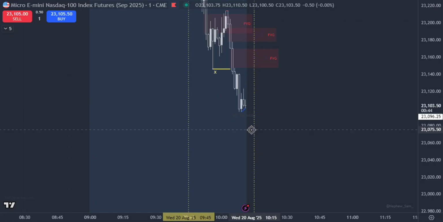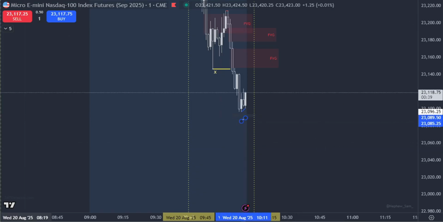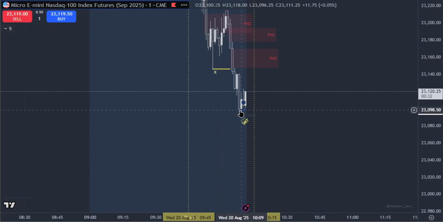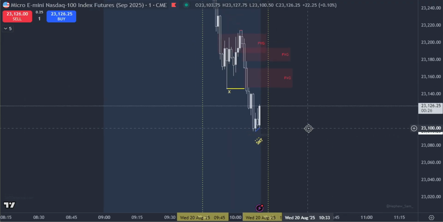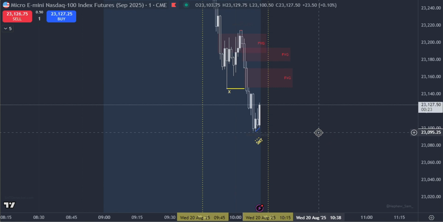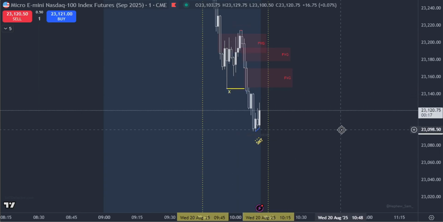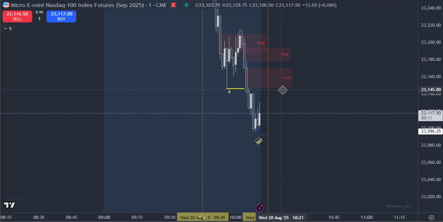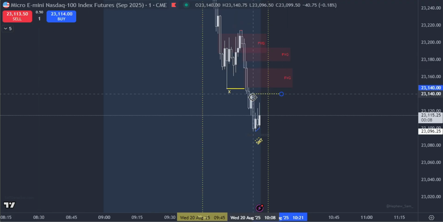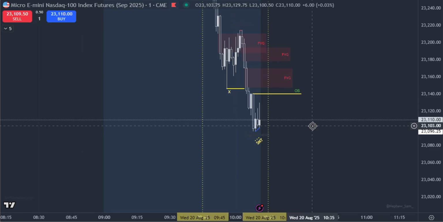We have a real tiny SMT right here. ES and the Dow Jones swept this candle low, and NQ did not. Previous 90-minute cycle got swept. This is the order block. All right, we need to close bullish above that.